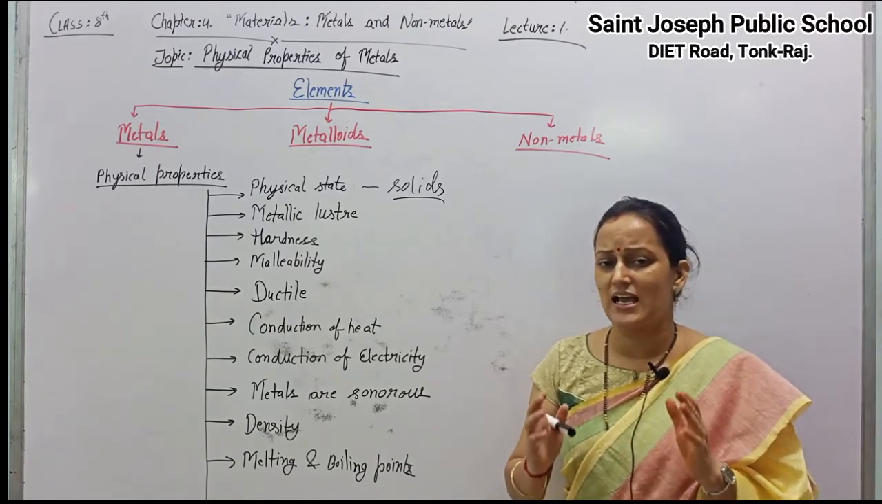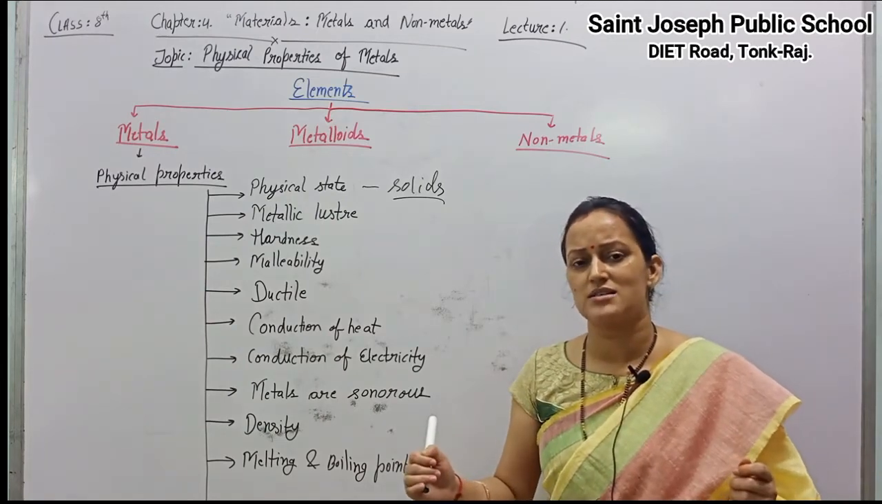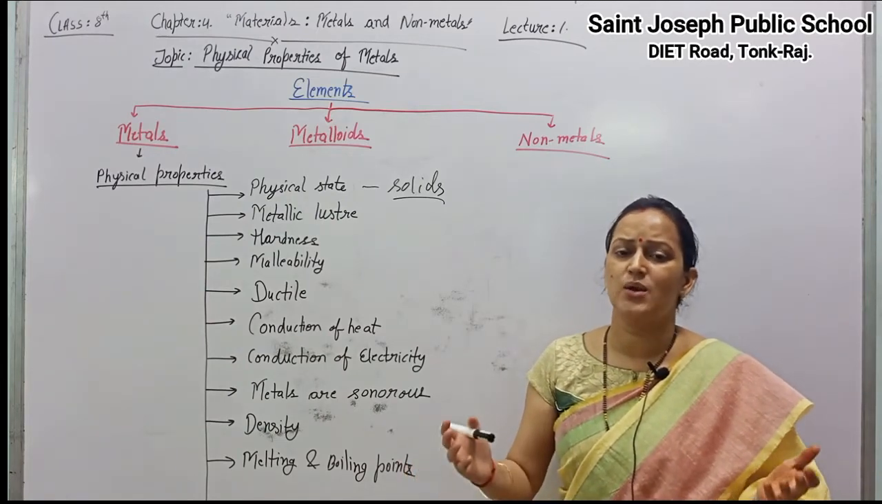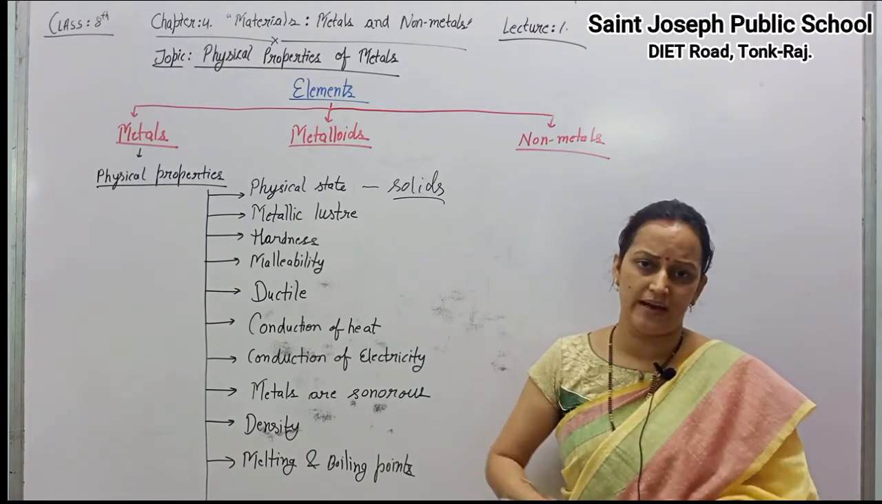So the best ductile metals, जो बहुत ज़्यादा ductile हो सकते हैं, जिनको हम long wires में convert कर सकते हैं, they are silver and copper. Silver and copper can highly be converted into long wires.